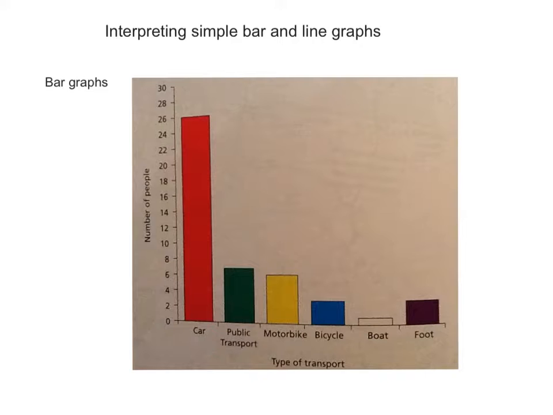But more than this, try to pick out some kind of mathematical sum that you can do to manipulate data. So for example, twice as many people travelled by motorbike than they did by bicycle. So 6 against 3. Or you could say that 3 times as many people travelled by foot than by boat.